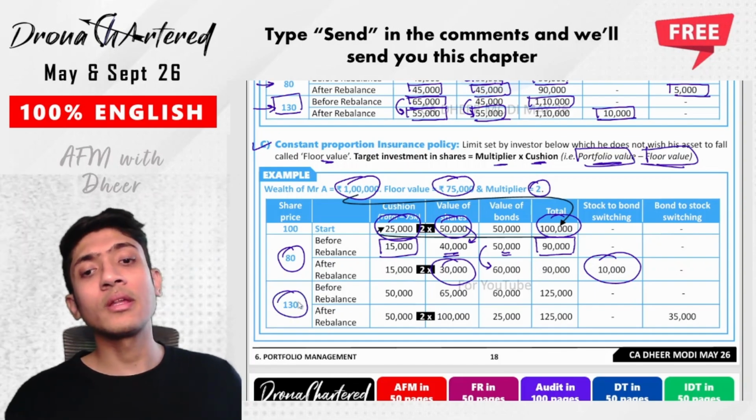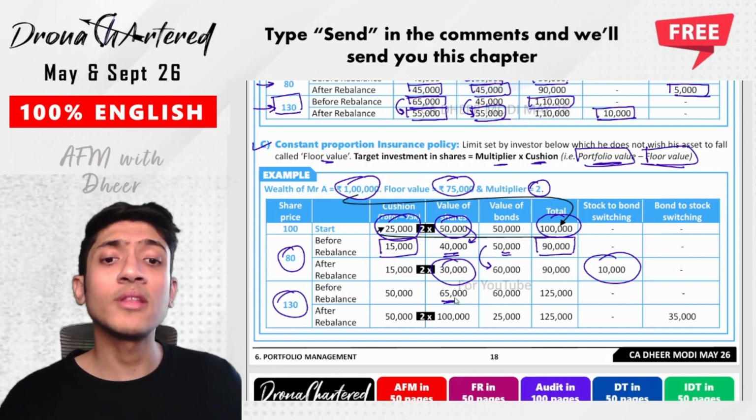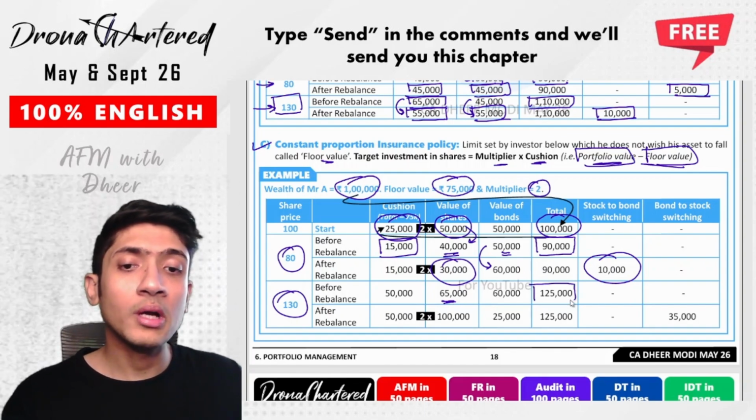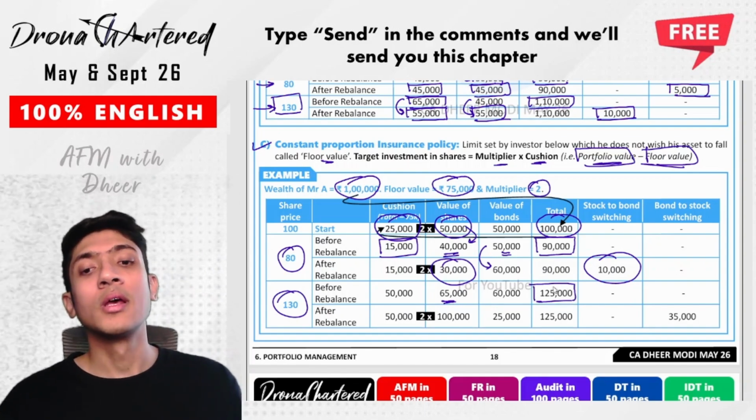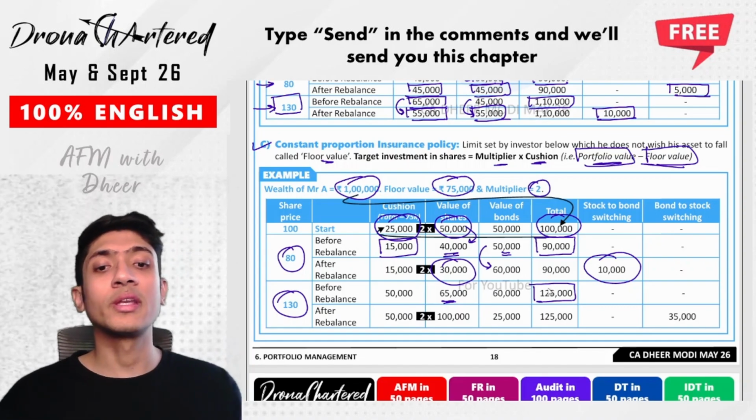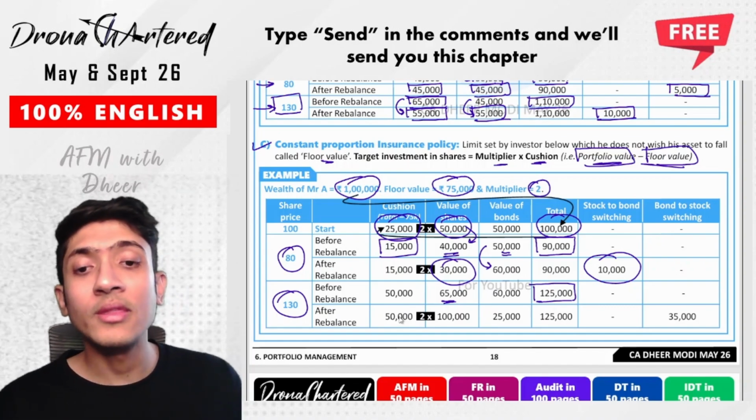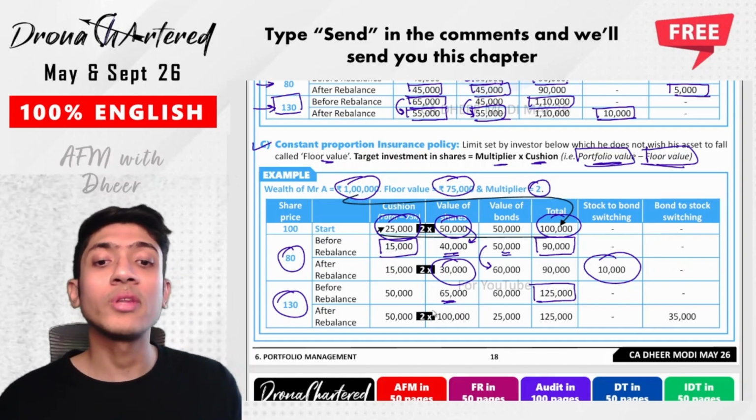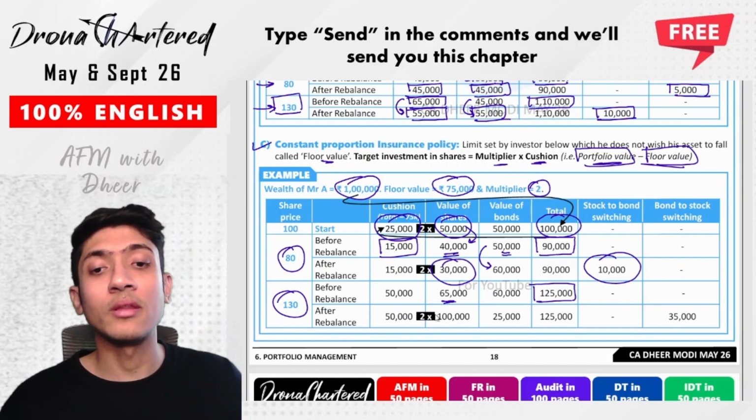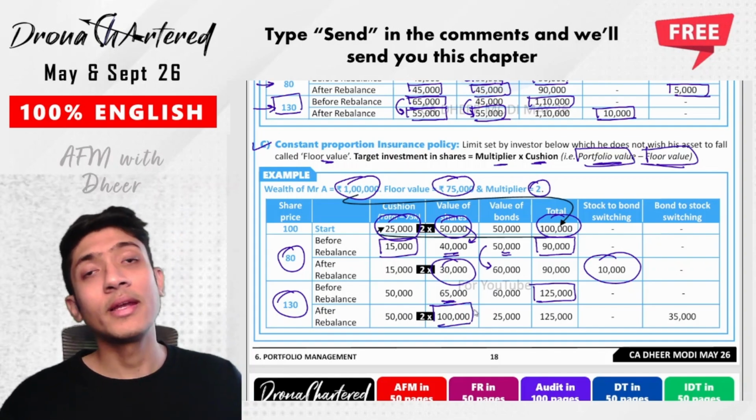Similarly, now when it reaches 130, my shares are now 65,000. My total portfolio becomes 1,25,000. Now see, my cushion has also increased. Our cushion is now 50,000. 50,000 into 2, so therefore we are allowed to put 1 lakh into shares. So we put 1 lakh into shares.